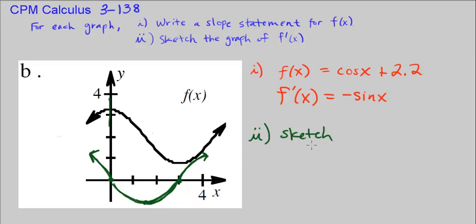And as you can see, this looks like sine of x, right? Sine of 0 is 0, and it looks like negative sine of x, because sine of x would have been going up and down like this, so it does look like negative sine of x, okay? And that's the sketch, and this is the slope statement right here. Okay? Let's go on to part C.